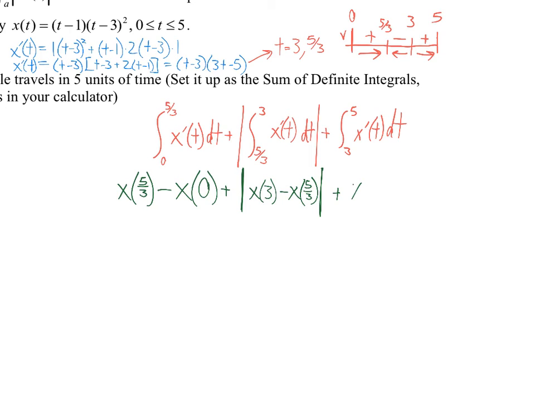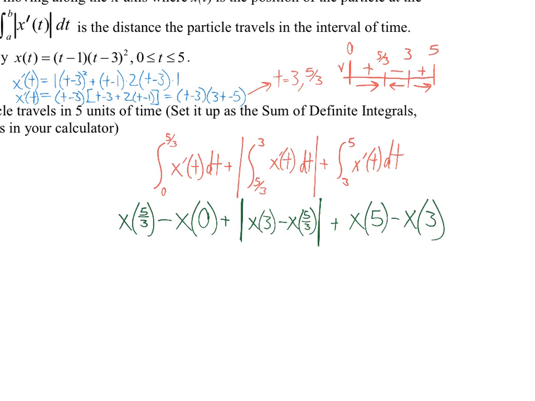Plus x of 5 minus x of 3. Notice we have some repeat values in here, so there are some things that we'll only need to calculate once. Okay? So now I just need to go back to the original function we were given, that t minus 1 times t minus 3 squared, and plug in these values.